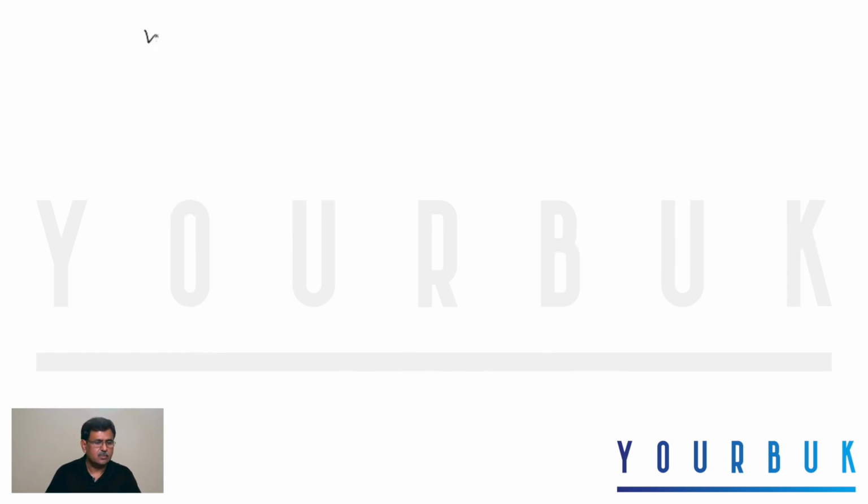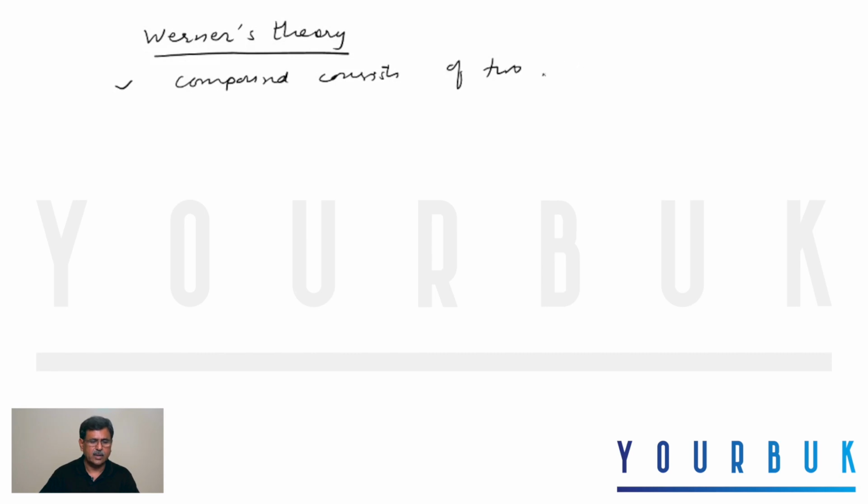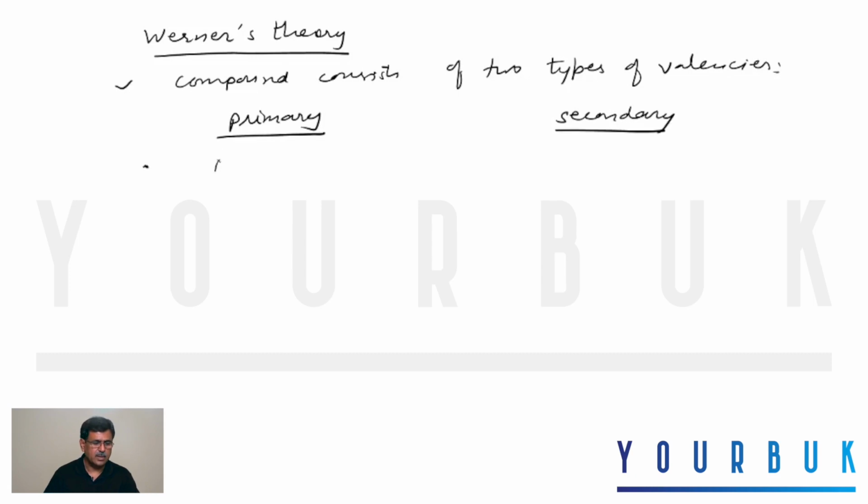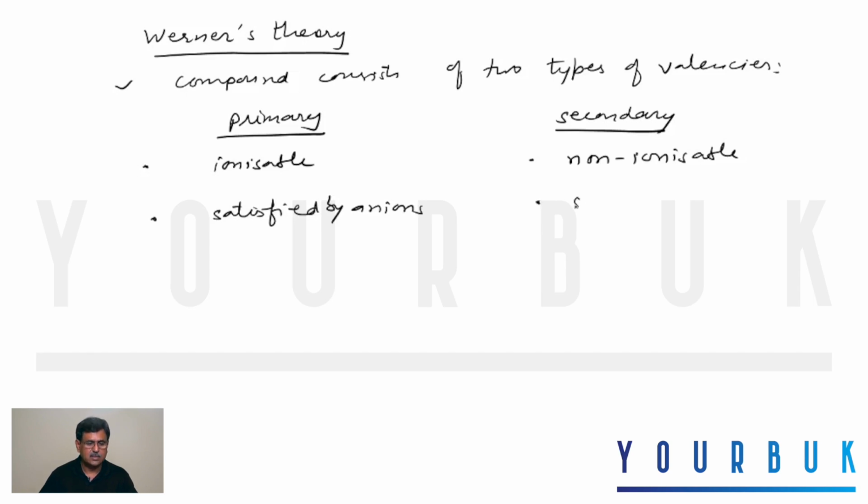Now next we will discuss Werner's theory of coordination compounds. According to Werner's theory, the complex or the coordination compound consists of two types of valencies, and these valencies are called primary valencies and secondary valencies. Primary valencies are ionizable, meaning atoms or groups which can be removed in the form of ions. Secondary valencies are non-ionizable, meaning they cannot be removed in the form of ions. Second point, primary valencies are satisfied by anions, and secondary valencies are satisfied by the ligands.